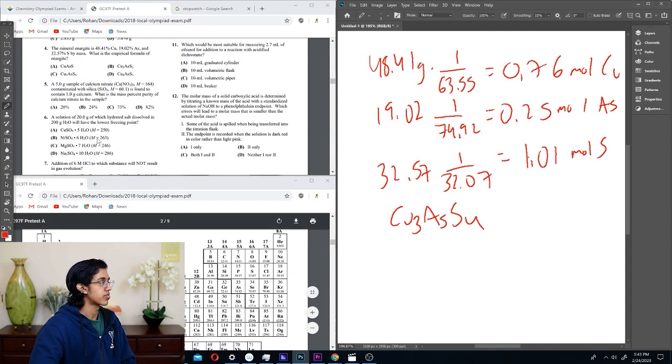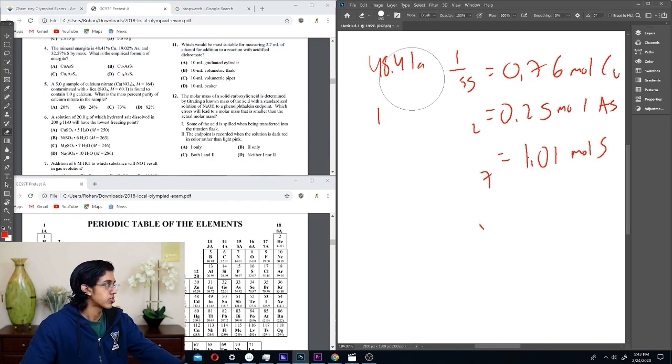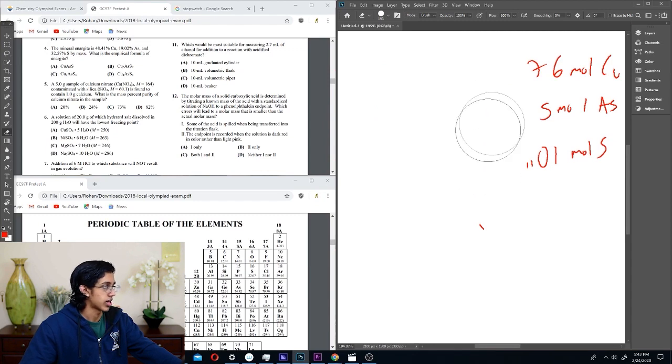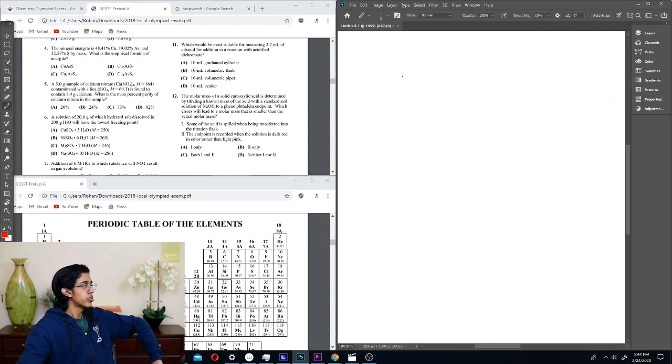Okay, 5, let's do it. 5 grams of a sample of calcium nitrate contaminated with silica is found to contain 1 gram calcium. That's how you say it. I don't know how to pronounce stuff. Okay, what is the mass percent purity of calcium nitrate in the sample?